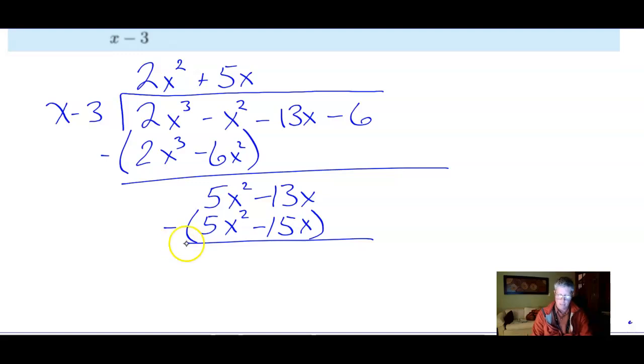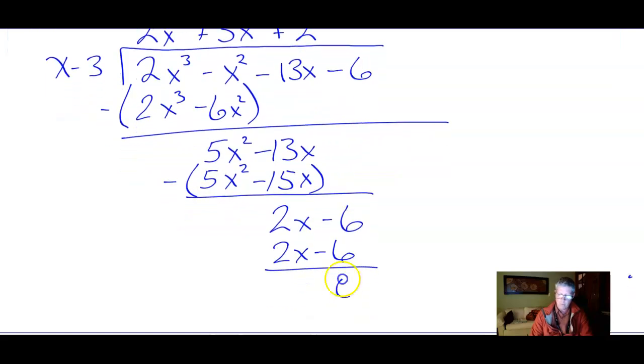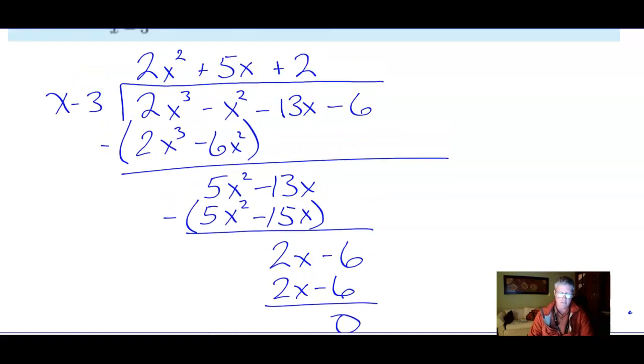Hey, look at that, that works. Negative 13 plus 15 is 2x, minus 6. Looks like x, if I do a 2 there, 2x minus 6. Yes, little celebration there. That's always good to see when the thing goes in evenly.